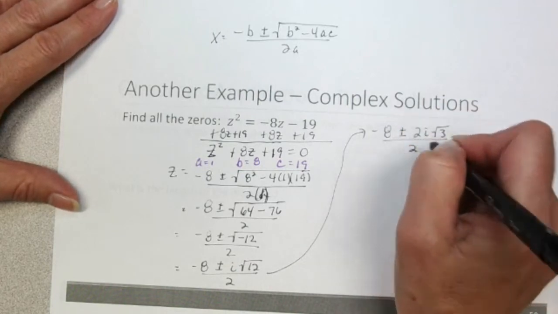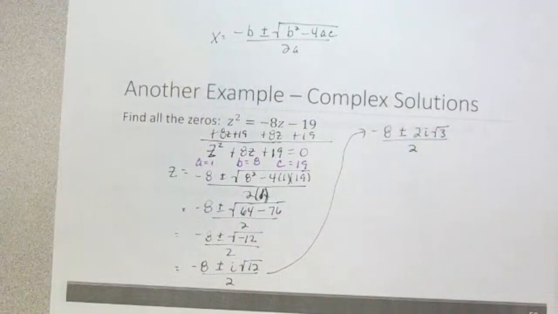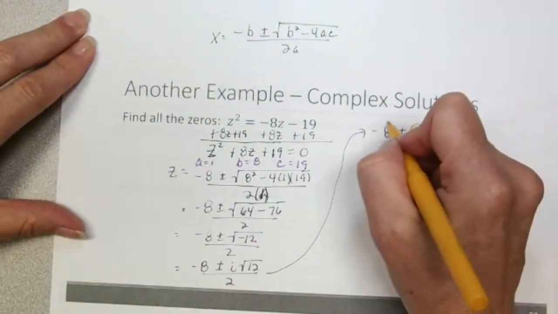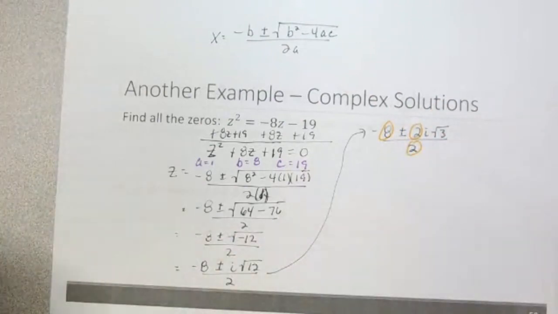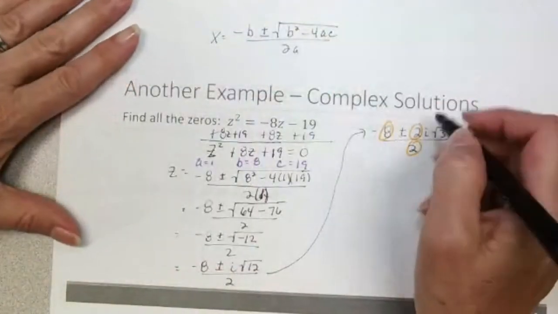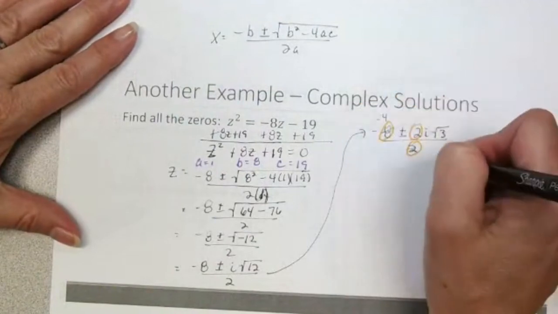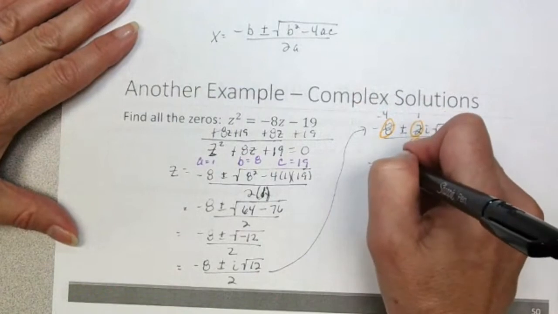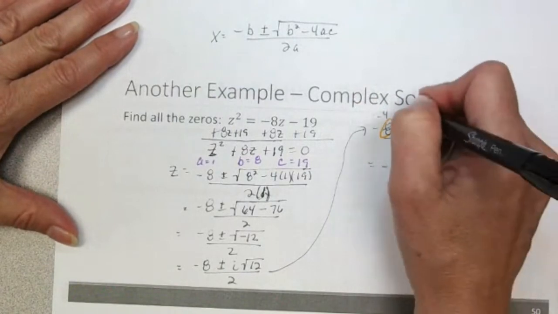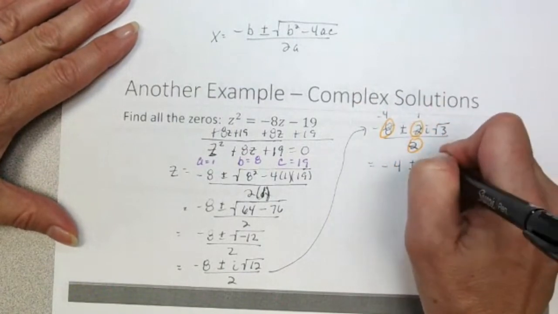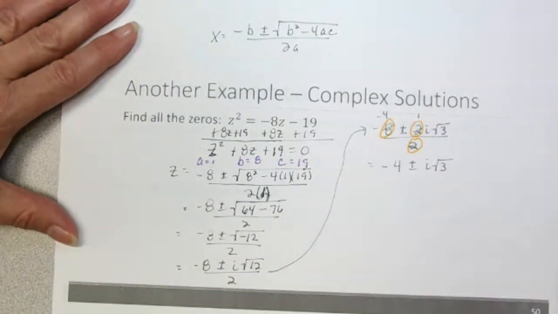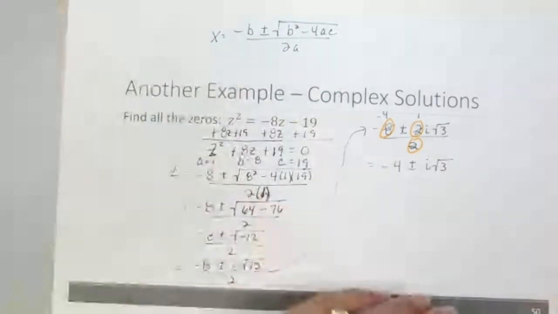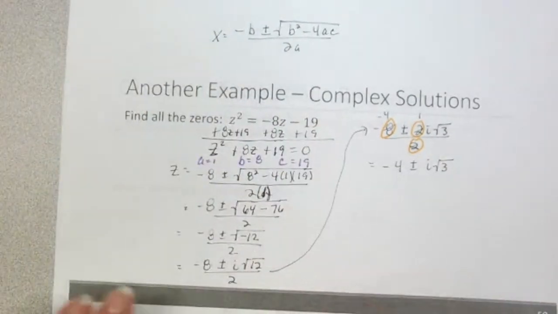Divided by 2. Now, I can divide out that 2 because both terms in my numerator are evenly divisible by 2. Negative 8 divided by 2 is negative 4, and then of course 2 divided by 2 is just 1. So this will simplify down to negative 4 plus or minus 1i, or just i, times the square root of 3. All right, and there is my answer in exact form.